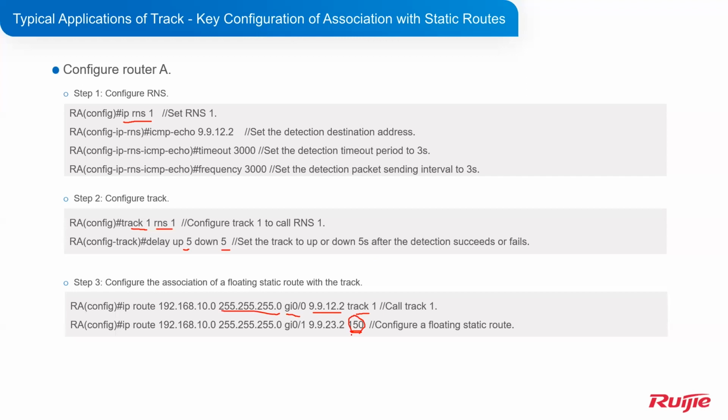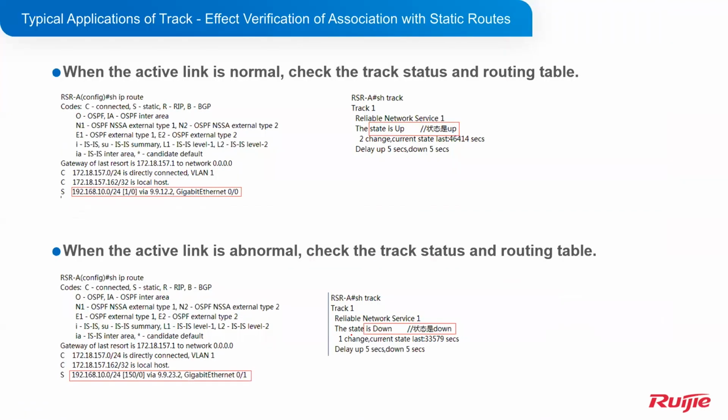Okay, and after finishing the configuration, we should verify the results. So you can see when the active link is normal, after checking the status, you can see here, display IP route to the destination 192.168.10.0. You can see it's via 9.9.12.2, and the state of the track here is up.